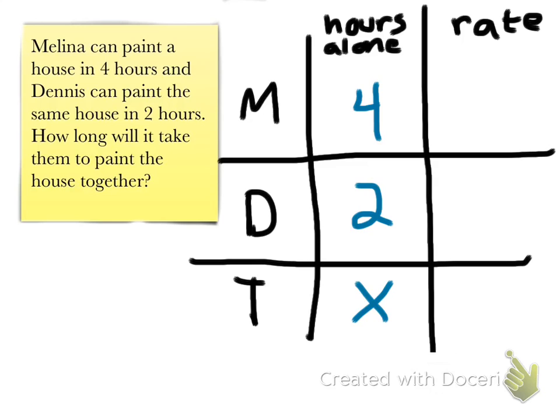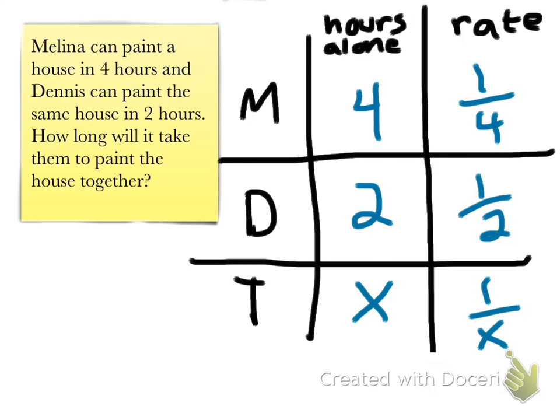Okay, and then the rate is how much of the job they can get done in 1 hour. So if it takes Melina 4 hours to paint the house, after 1 hour she has completed 1/4 of the job. Now again, if it takes Dennis 2 hours to paint the whole house, then after 1 hour he has completed 1/2 of the job. And it works exactly the same for together, except for together it's just an unknown, but it still works the same. Their rate, after 1 hour, they would have had 1/6 of the job done.